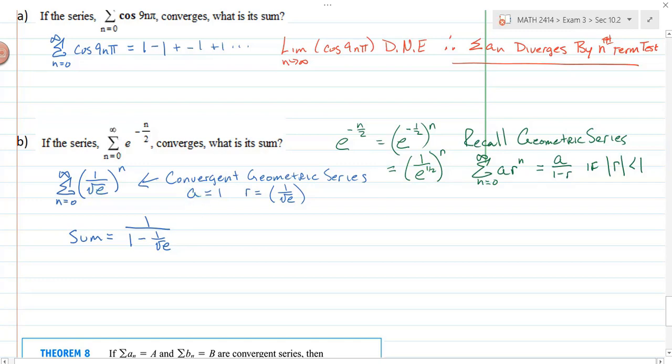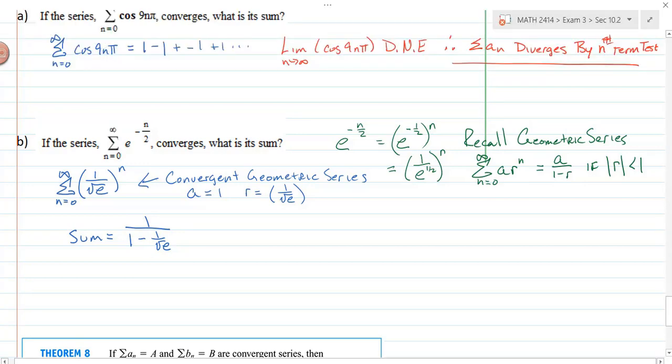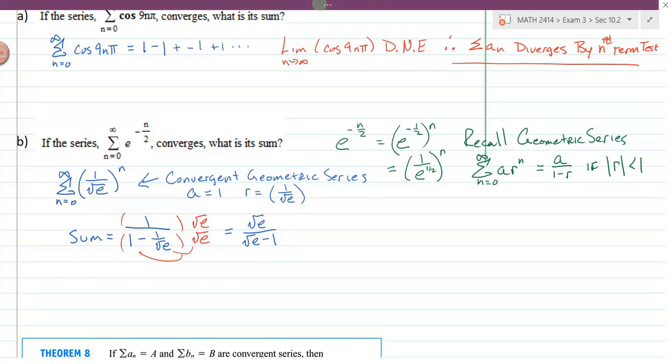Now, because this is a convergent geometric series, I can say that the sum is going to be equal to 1 over 1 minus 1 divided by the square root of e. You do not want to leave your answer like this. You don't want a complex fraction in your answer. So the way to get rid of the complex fraction is I can distribute a square root of e to the numerator and to the denominator. I'm going to distribute that across. And when I do that, that's going to give me the square root of e over the square root of e minus 1. And typically you don't want to leave a radical in your denominator.